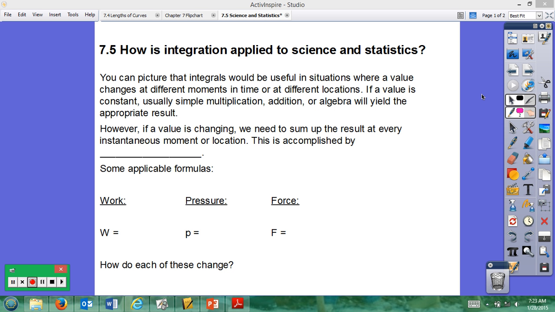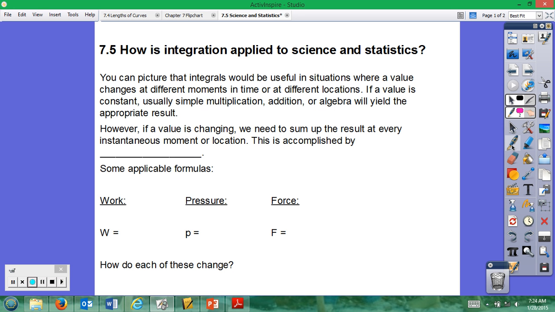So anything that changes. Now, if values are constant, then usually these science and statistics problems can be solved by simple multiplication, addition, algebra. But that's the point of calculus. It's all about momentary change and then finding the rate of change or perhaps the total accumulated amount of change that may have occurred. So if a value is changing, we need to sum up the result at every moment or location, and this is accomplished by integrating. So that's what an integral will do.